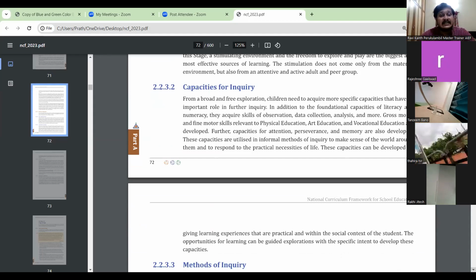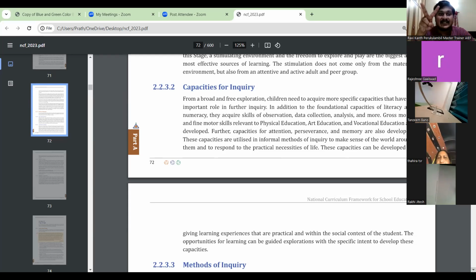Moving on, capacities for inquiry. What are the capacities needed for inquiry? From a broad and free exploration, children need to acquire more specific capacities that have an important role in further inquiry. It is not inquiry only for that particular time. It is also inquiry for the future. In addition to the foundational capacities of literacy and numeracy, they acquire skills of observation, data collection, analysis, and more.